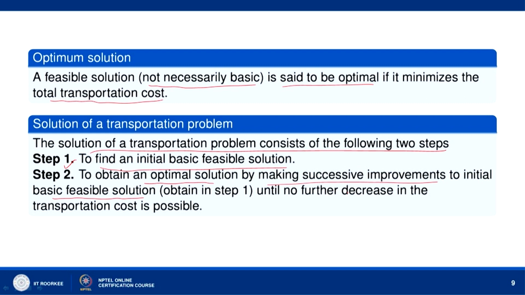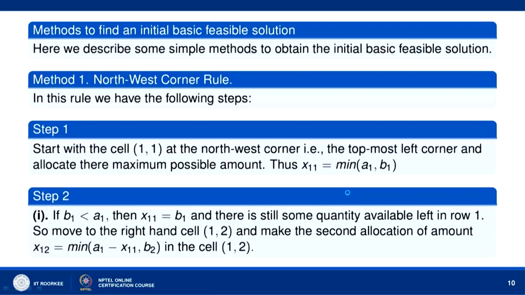So, let us first go to step 1 and try to determine an initial basic feasible solution. Then we shall find an optimal solution corresponding to step 2. Now, there are 3 methods which we use to find an initial basic feasible solution. The northwest corner rule is one method, the other method is the least cost method, and the third method is the Vogel approximation method. So, let us first discuss method 1, the northwest corner rule.